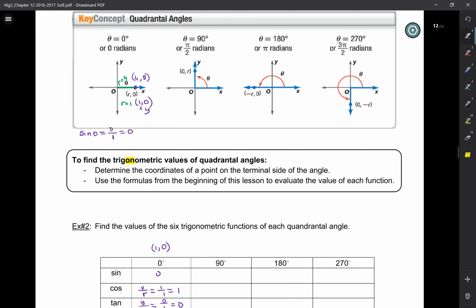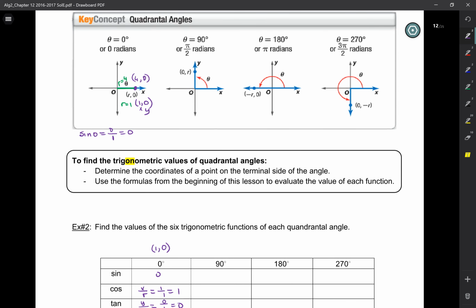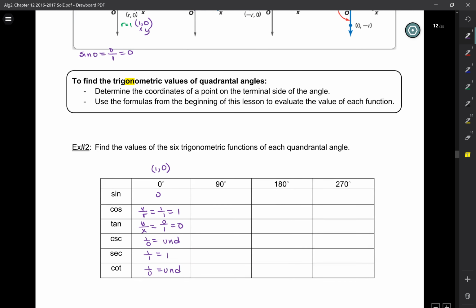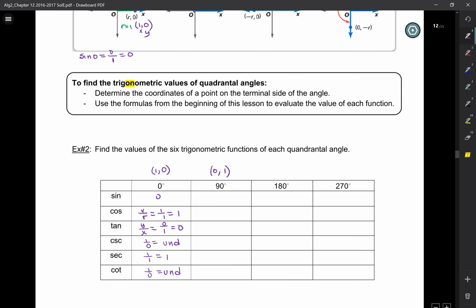So let's do the one for 90 degrees. If my angle is 90 degrees, I am here, right? What's a reasonable coordinate point for that one? X is 0, y is 1. So how much would the radius be? 1, right? So here, x is 0, y is 1, and the radius is 1.